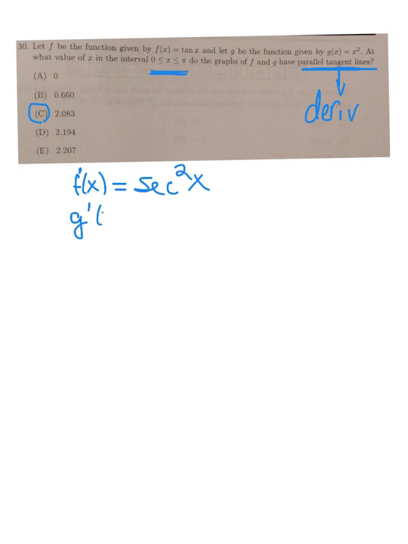All right, so the answer for number 30 is choice C. So they give you the two equations, and then they want to know what values of x between 0 and pi, that's important, do the graphs of f of x and g of x have parallel tangent lines. Remember, tangent, I associate that with slope, or even more importantly, derivative. So I'm going to take the derivative of f of x. Okay, so f prime of x, and I know that that's secant squared. And then I'm going to take the derivative of g of x, which would be g prime of x, and that's going to be 2x.